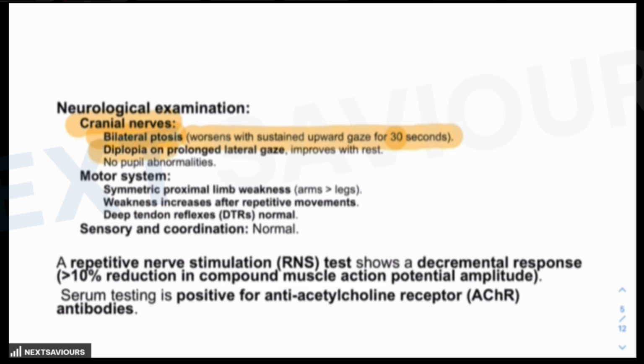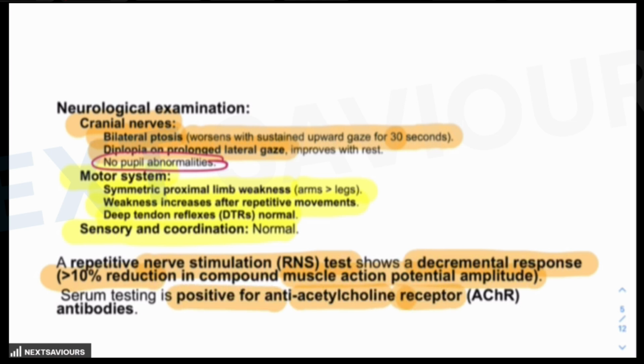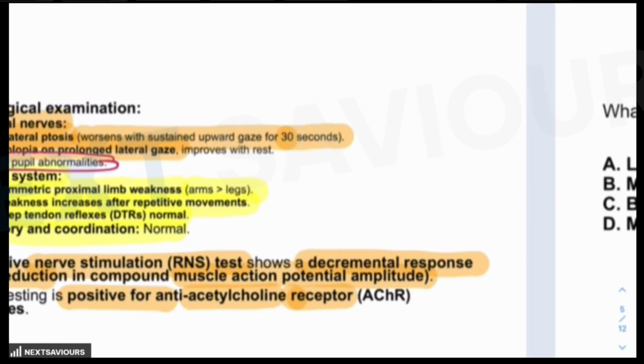Apart from this, there is diplopia on prolonged lateral gaze, but specifically there is no pupillary involvement, and you will come to know how important this finding is. Then in the motor system, there is symmetrical proximal limb weakness, arms more than legs. Weakness increases with repetitive movement, deep tendon reflexes are normal, and there is no sensory or coordination abnormality. For the conclusion, the repetitive nerve stimulation test showed a decremental response, meaning more than 10% reduction in the muscle action potential amplitude, and serum testing is positive for anti-acetylcholine receptor antibodies. So on the basis of all these findings you have confirmed the diagnosis of myasthenia gravis.